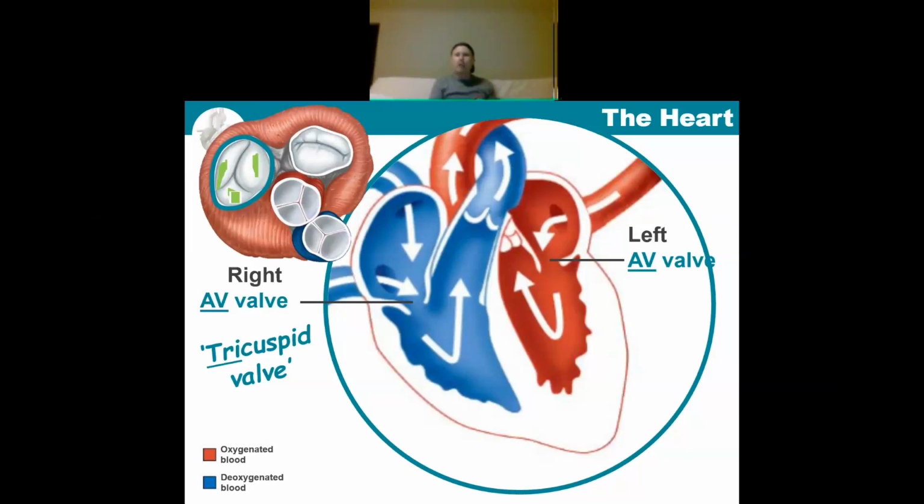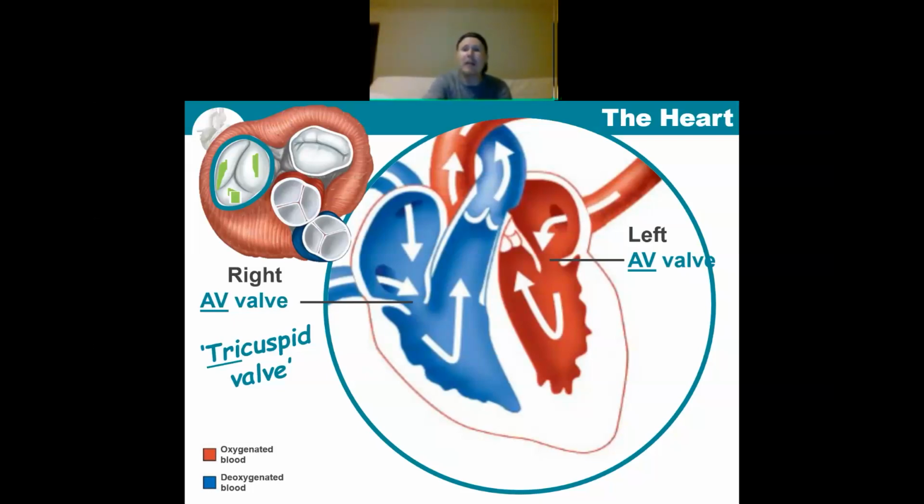So AV valve and tricuspid valve, it's the same thing. Which word we use depends. Do we want to highlight the fact that it's between atria and ventricle on the right side? Or do we want to highlight the fact that it now has 3 leaflets in that valve? So that's the reason why we have 2 names for the right AV. Remember, tri goes to the right side.